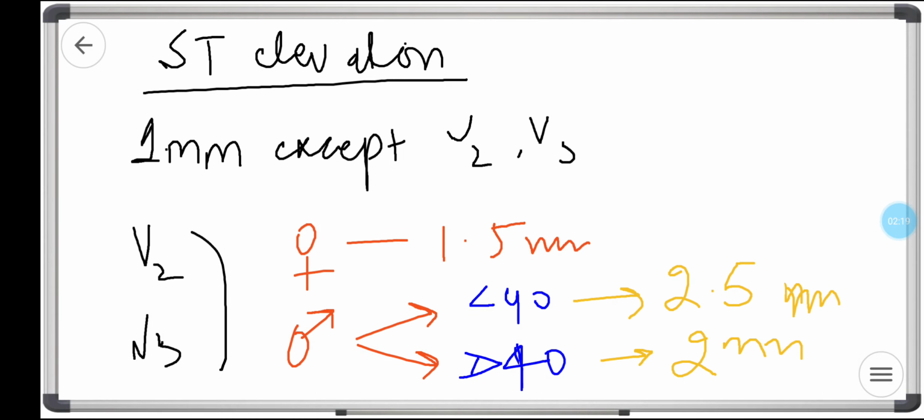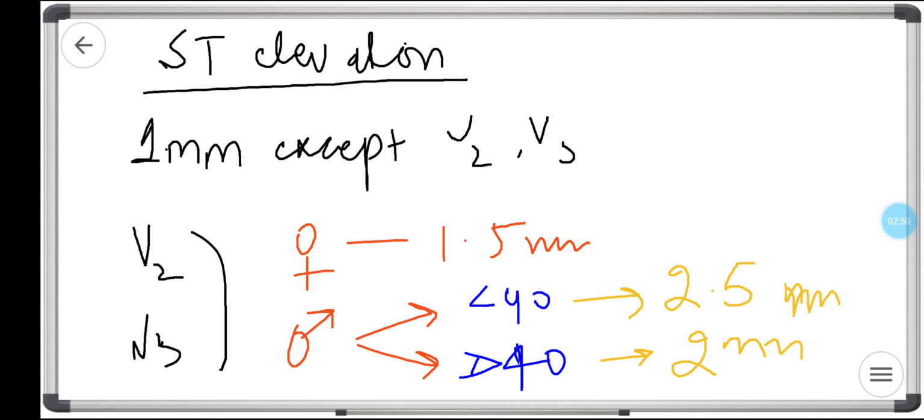So let's talk first about the ST elevation. So the rule is that I'm going to say the ST is elevated, as far as the ischemia and the infarction are concerned, if the ST elevation is 1 mm in two contiguous leads. That is significant, except in leads V2 and V3.